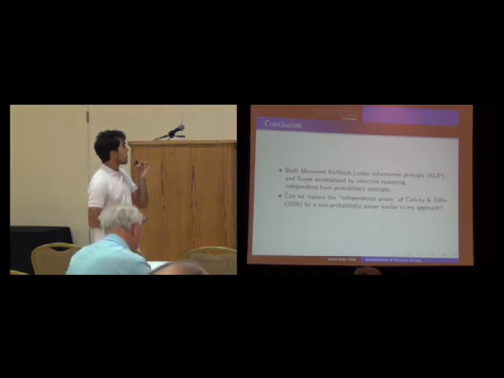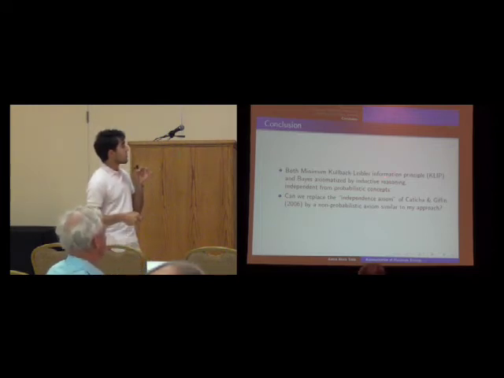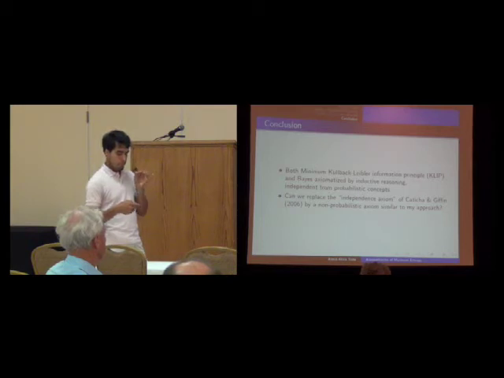So the conclusion is that both the minimum Kullback-Leibler information principle, as I did in this talk, and Bayes can be axiomatized by axioms of inductive reasoning, as Jaynes did in the theory of probability. But the question is, can we replace the independence axiom of Bayesian inference by a non-probabilistic axiom similar to the one that I mentioned here? So this is a further question.